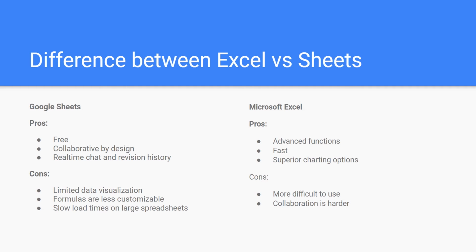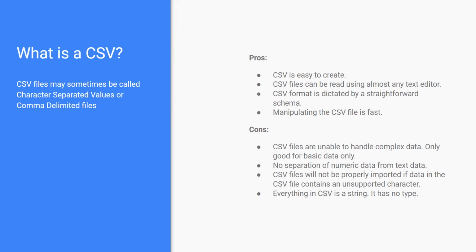On the other hand, you have Microsoft Excel. One of the biggest cons is that you have to pay for this. So in order to be able to follow along with this tutorial, you have to have a subscription. Some of the pros include it does have advanced functions. It's fast, and it really is superior when it comes to charting options. Let's touch on some of the cons. It can be more difficult to use, and again, if you're working with others and collaborating on projects, it can be harder.